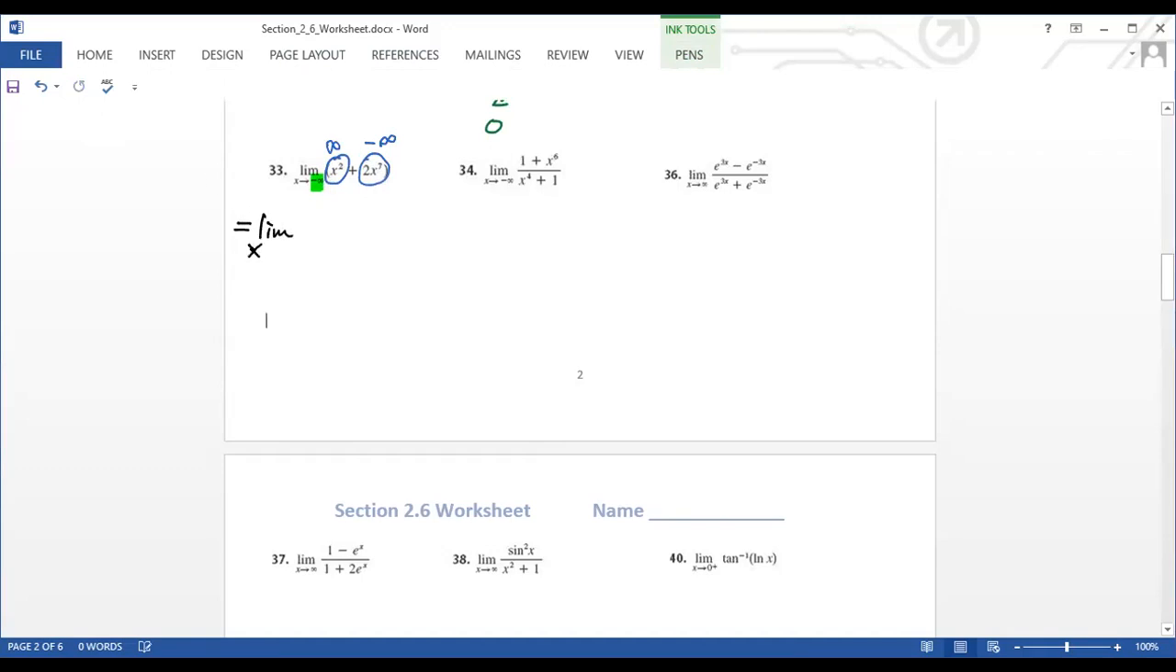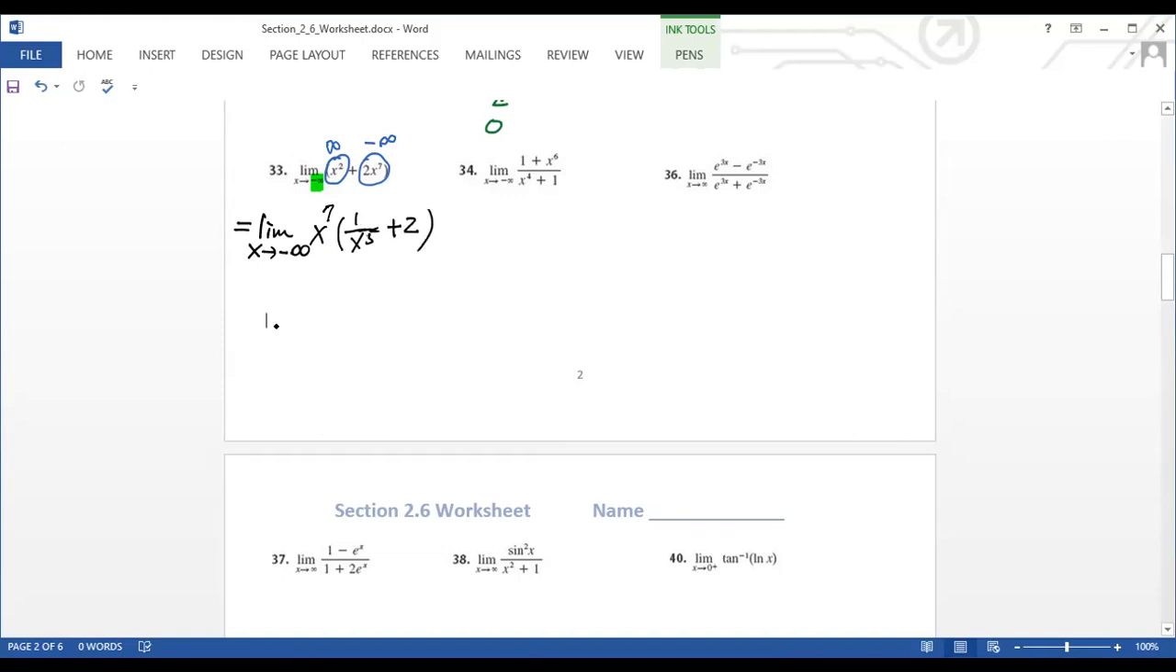So let's look at this one, x approaches negative infinity. Let's factor the x to the 7 out. When you factor the x to the 7 out, what is the first term we have left? x to the 5th, right? And then plus 2 here.